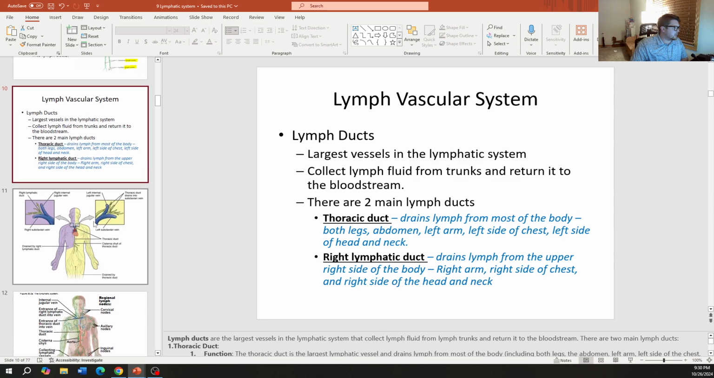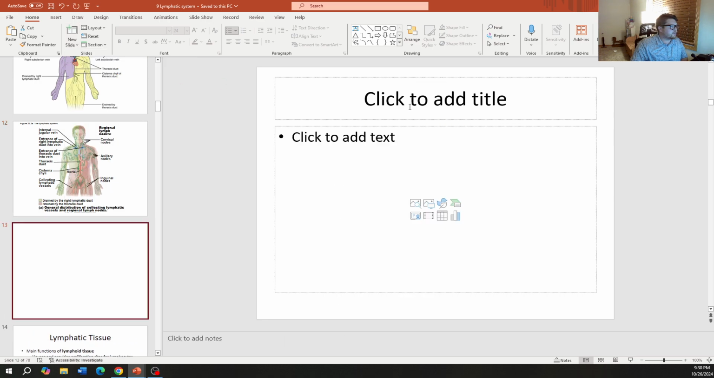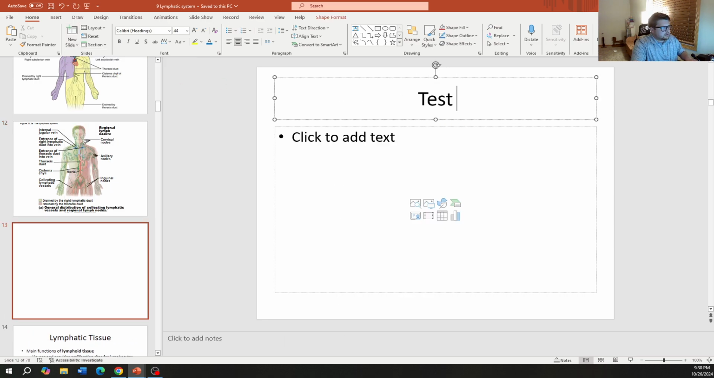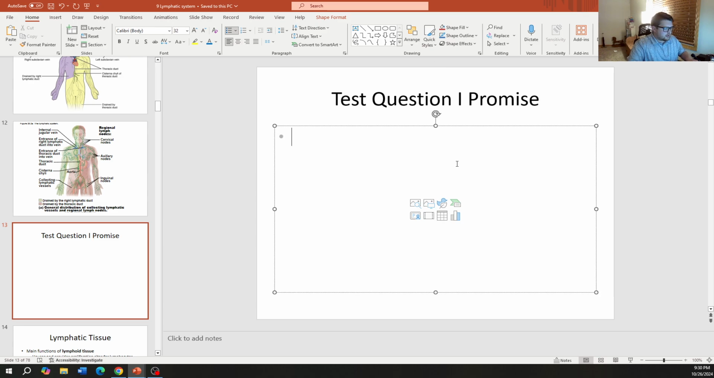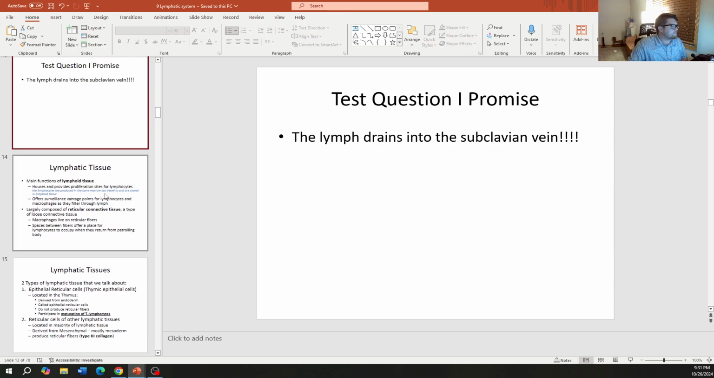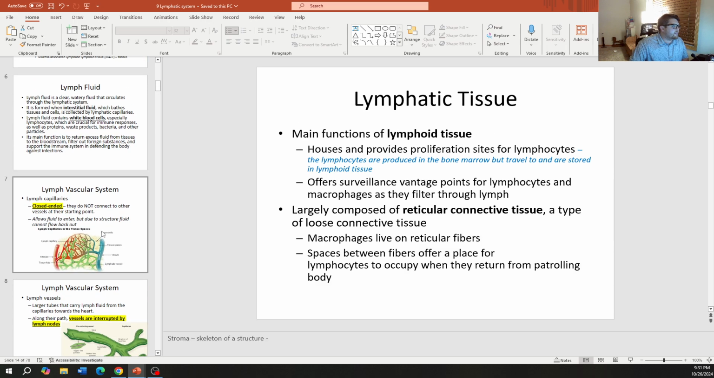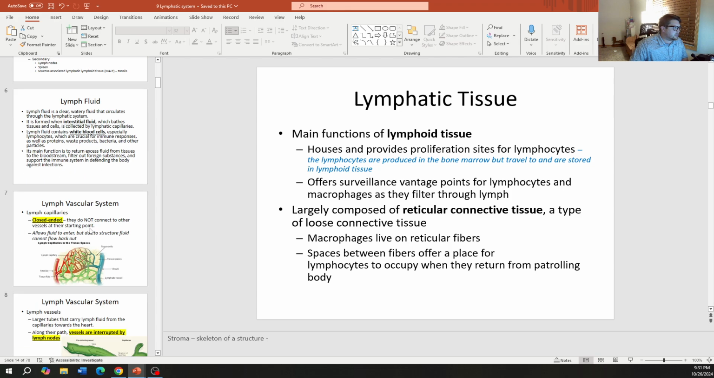Let me actually add that in here as a slide. Test question, I promise. The lymph drains into the subclavian vein. Okay, so that is the vessel side of things, that lymph vascular system.